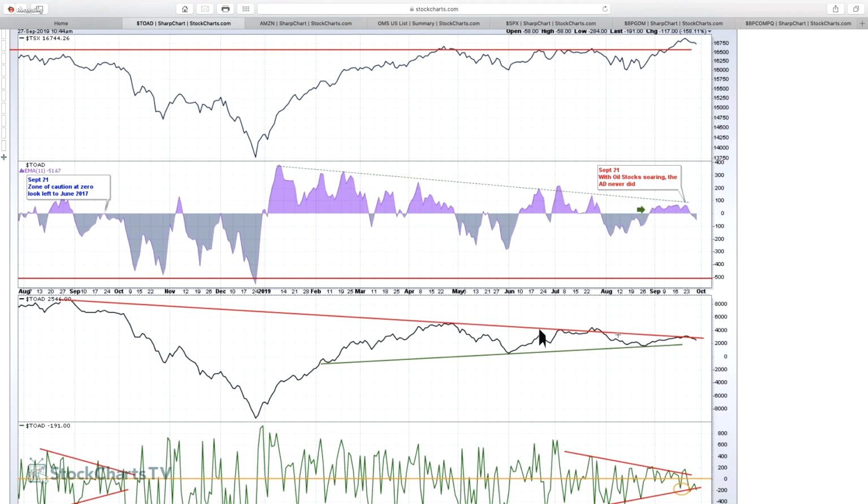I've just taken a best fit line here. But obviously, if we start to break through this downside line here, that would be significant, that we're starting to break down again, much like we did back in September of last year.